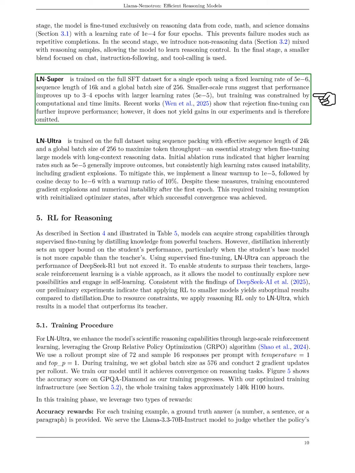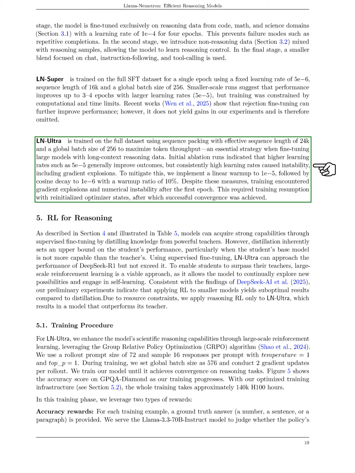The LN Super model is trained on the complete SFT dataset for one epoch with a fixed learning rate. Smaller runs suggest that performance could improve with more epochs, but we faced computational limits. Although recent methods suggest that rejection fine-tuning could enhance performance, we did not see gains in our experiments. For the LN Ultra model, we train on the full dataset using a strategy to maximize token throughput.